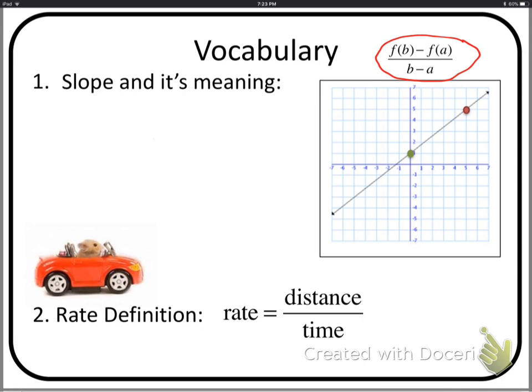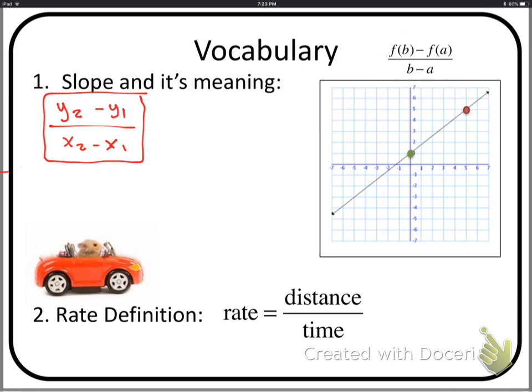To keep it easy, I think it's easier if we use the formula y2 minus y1 divided by x2 minus x1. Essentially, it's the same exact thing, just stated differently. We're given coordinates, and it's easier if we use y2 minus y1 divided by x2 minus x1. And you'll see later that labeling is a lot simpler to use, with a lot less confusion.